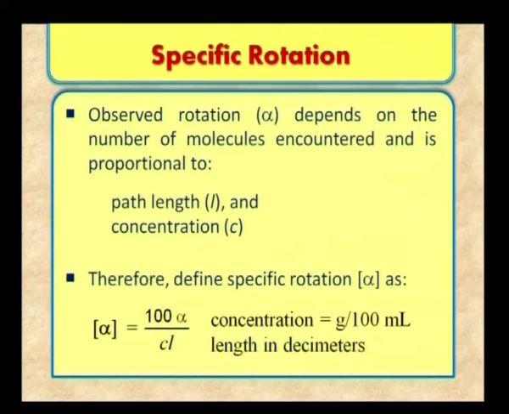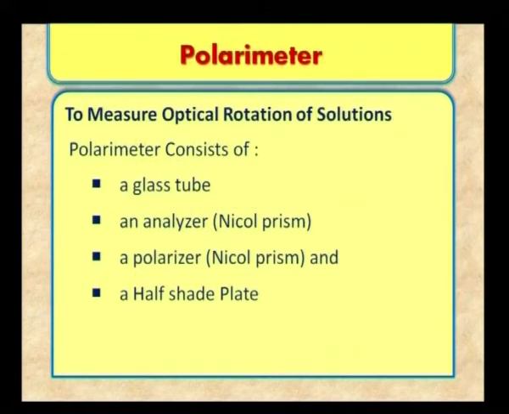Therefore, the specific rotatory power or specific rotation alpha will be 100 times alpha by C, the concentration, multiplied by the length L expressed in decimeters. And the optical rotation obtained by the light passing through the solutions, you determine the alpha that you are talking about here using a polarimeter.